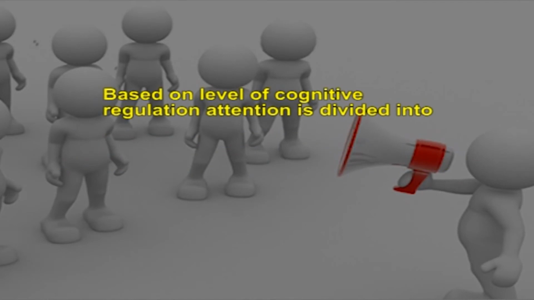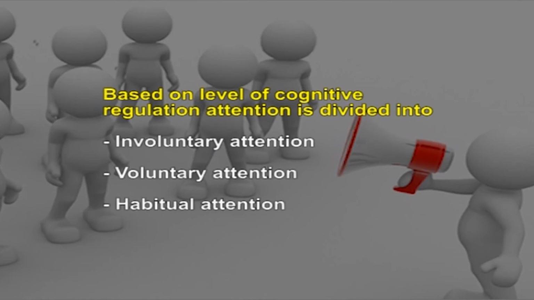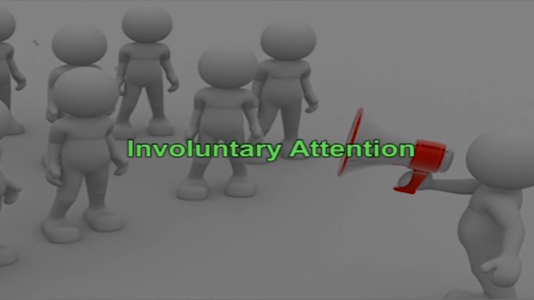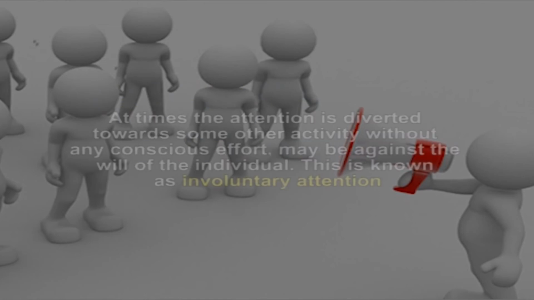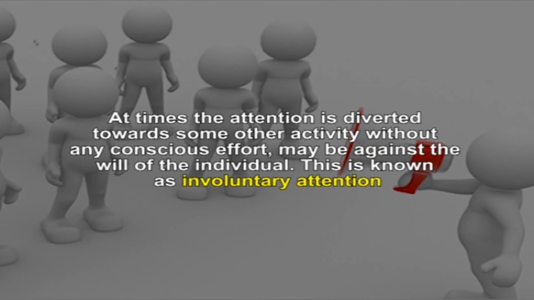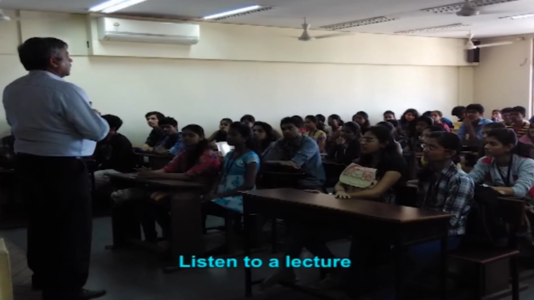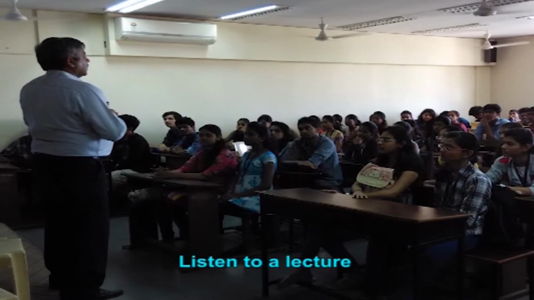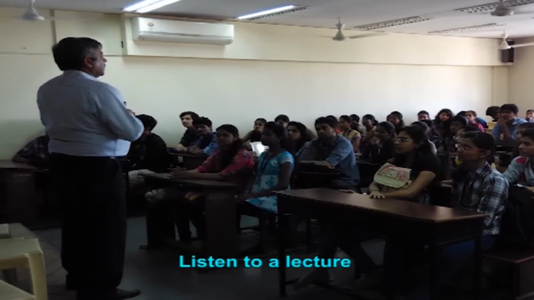Based on the level of cognitive regulation, attention is divided into three types: involuntary attention, voluntary attention, and habitual attention. At times, the attention is diverted towards some other activity without any conscious effort, maybe against the will of the individual. This is known as involuntary attention. For example, even though we may listen to a lecture with all interest, some loud noise outside the room may draw our attention towards it.